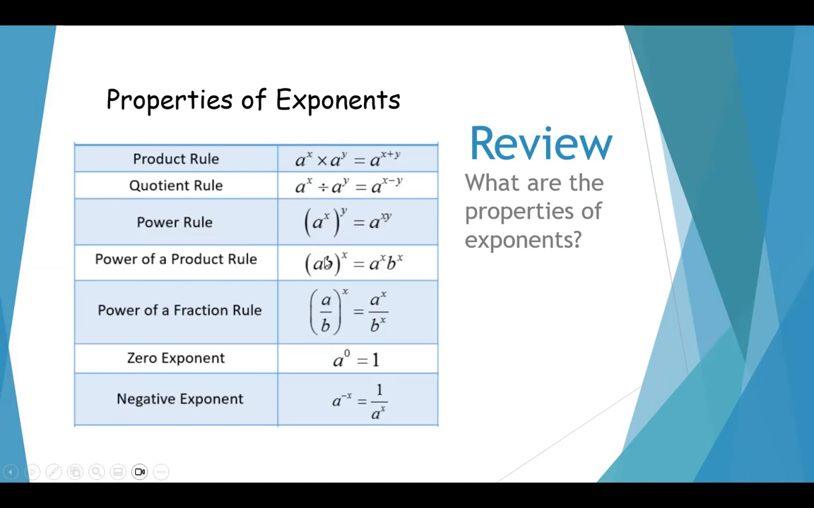And the power of the product rule, a times b raised to the power of x is equal to a to the power of x times b to the power of x. And the power of a fraction rule, a over b to the power of x is a to the x over b to the power of x. And the zero exponent rule, which we've already talked about, a to 0 equals 1. And the negative exponent rule, a to the negative x is equal to 1 over a to the x.